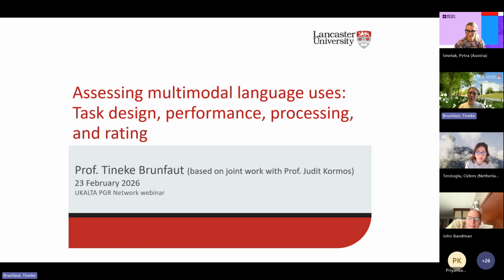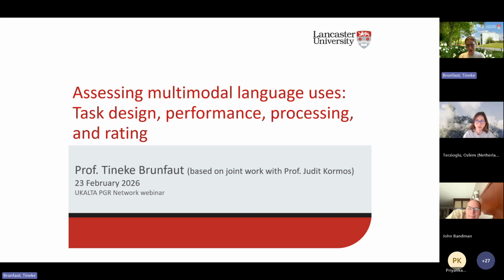So I'm going to, for an hour, if you allow me, well, a bit less than an hour, talk about assessing multimodal language uses. And I will say some things about designing test tasks that assess such competencies, looking at performances on such tasks, looking at how test takers process such tasks, and also how we can rate performances on such tasks.